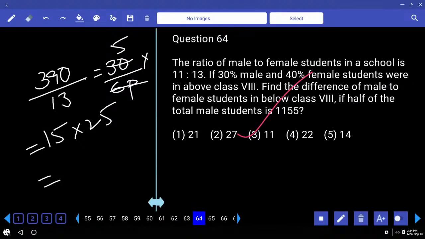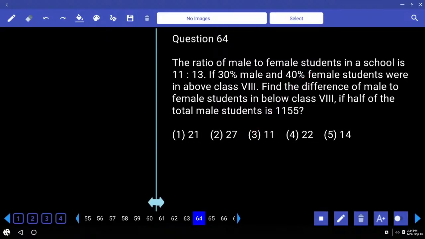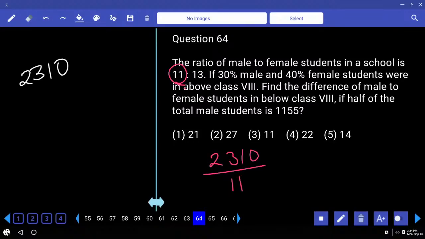Clear? Next. The ratio of male to female students in a school is 11:13. 30% of male and 40% of female students were above class 8. Find the difference of male and female students below 8th class if half of the total male students is 1155. If half of the male is 1155, then total male is 2310. And how many parts are male? 11 parts. Then one part is equal to 2310 divided by 11. And female are 13 parts, that is into 13 only.